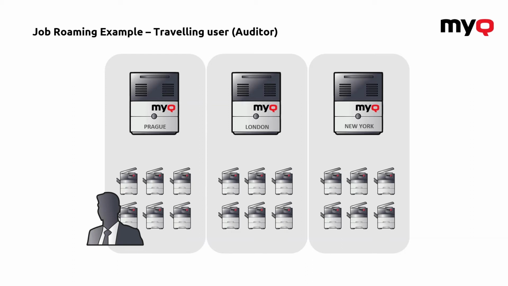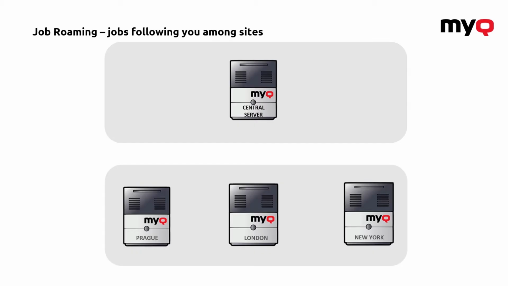Now let us quickly look at the way it actually works behind the scenes. So, starting again with this screen, where I have the central server and all the sites. The important thing is that job roaming works just between the sites. So when I'm requesting a print job, it's the site communicating with other sites of the system. I can get my jobs either on the embedded screen or through the web UI of the system.